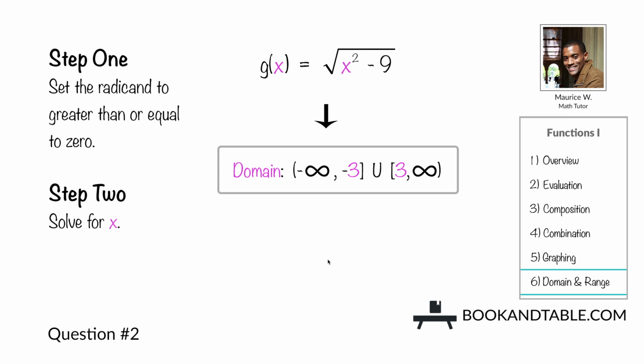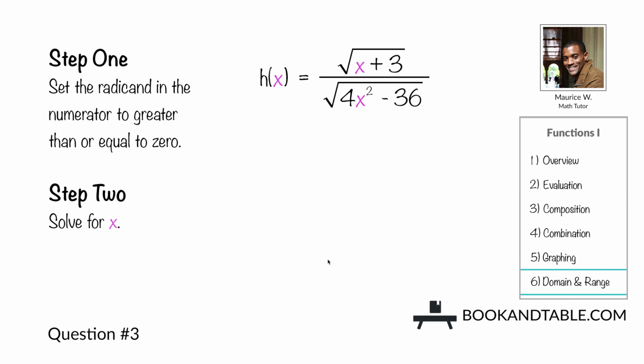Let's now have a look at question number 3. h of x is equal to the square root of x plus 3 divided by the square root of 4x squared minus 36. So in the numerator, we have a radical. So we will have a restriction with this expression since we cannot have a negative radicand.